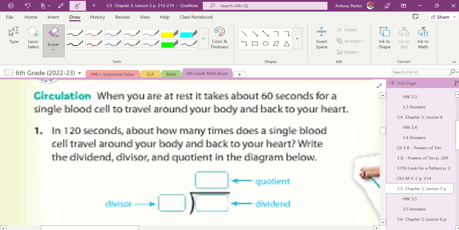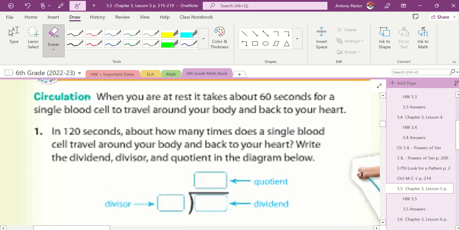Real world link. When you are at rest, it takes about 60 seconds for a single blood cell to travel around your body and back to your heart. In 120 seconds, about how many times does a single blood cell travel around your body and back to your heart? Write the dividend, divisor, and quotient in the diagram below. So, given the information that we have, we're trying to figure out how many times a single blood cell would travel around our body and back to our heart in 120 seconds.